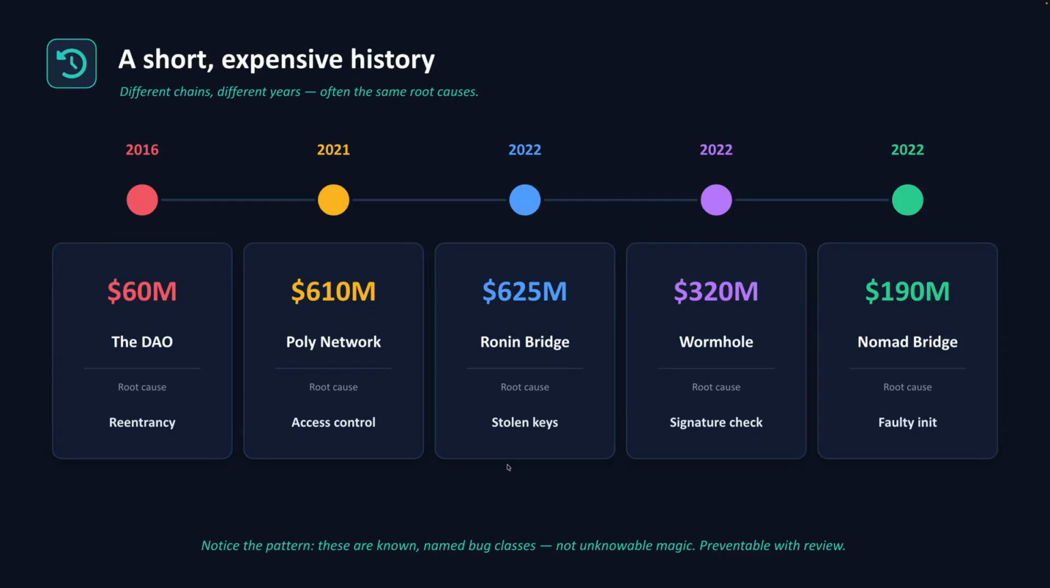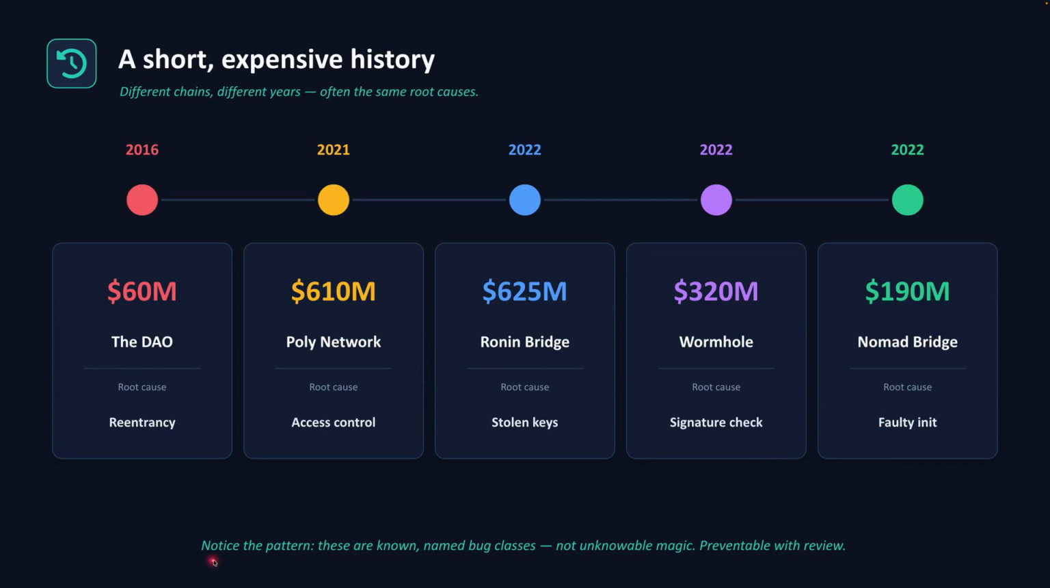Let us take a look at all the hacks which have happened in the past. First and foremost is the DAO hack. The root cause for this hack is reentrancy. Then we have Poly Network. What is Poly Network? Poly Network is a cross-chain interoperability protocol that transfers tokens from one chain to another chain. The reason for this hack was access control. Then we have Ronin bridge. The root cause was stolen keys. Wormhole, root cause signature check. And then Nomad bridge. The root cause was faulty initialization.